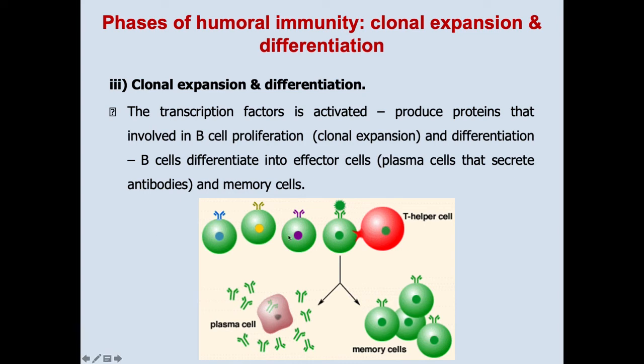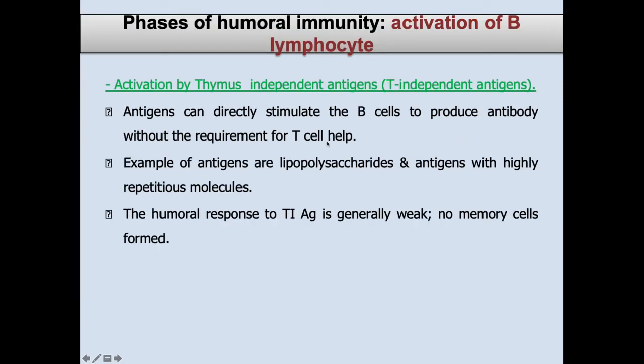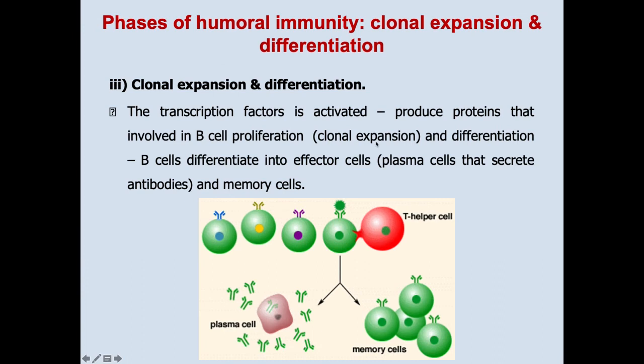as I told you last week, where the B cells will be activated into plasma or memory cells after the first infection. Okay, so in this clonal expansion and differentiation, the transcription factor is activated, producing a protein involved in B cell proliferation, which is clonal expansion, and differentiation. B cells differentiate into effector cells, which are plasma cells that secrete antibody, and the memory cells.